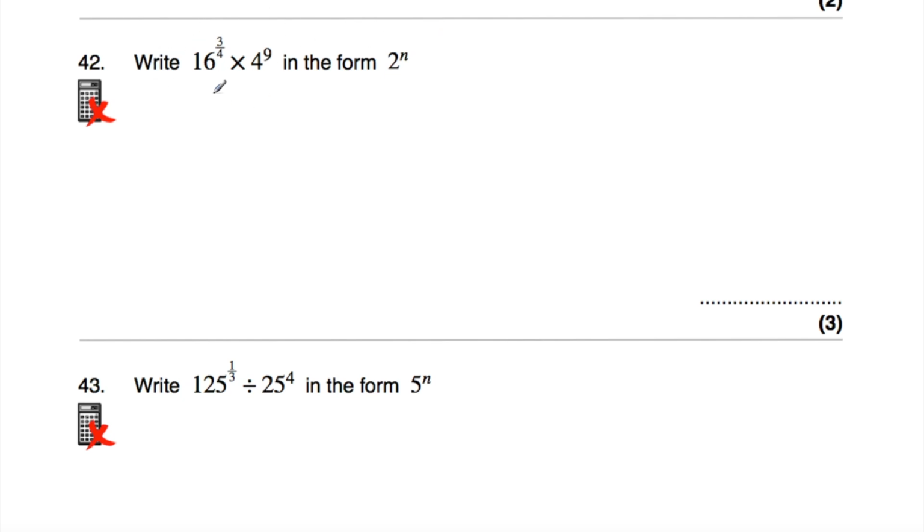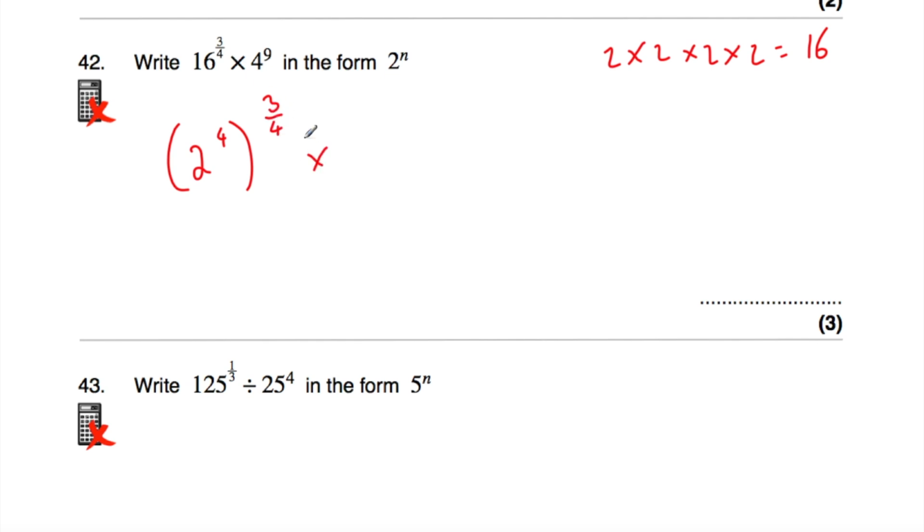So we want to write this in the form of 2 to the power of n. So here we've got 16 and 4 in terms of the bases. And that's not a coincidence, because 2 times 2 times 2 times 2 is equal to 16. So here 16 is the same as 2 to the power of 4. So I'm just going to replace the 16 with 2 to the power of 4. And we've got that's to the power of 3/4.